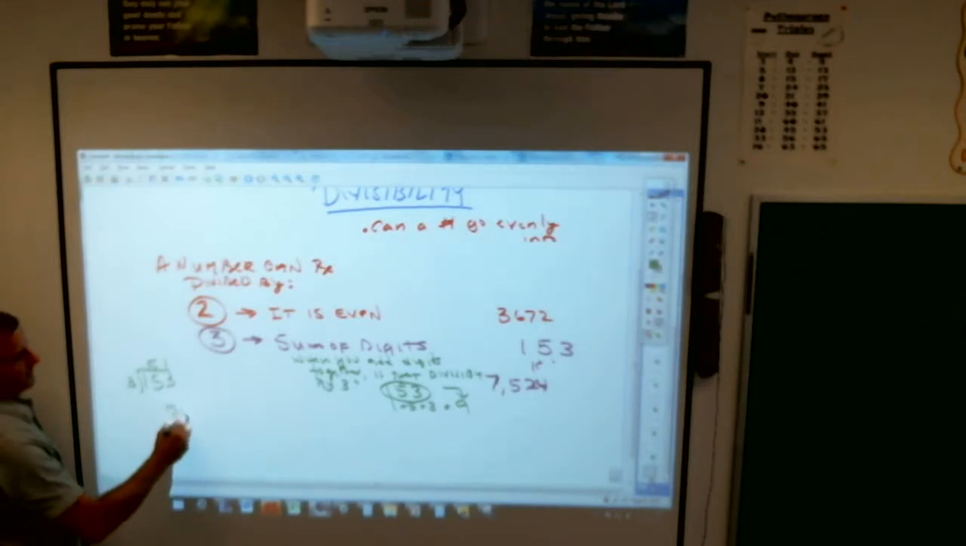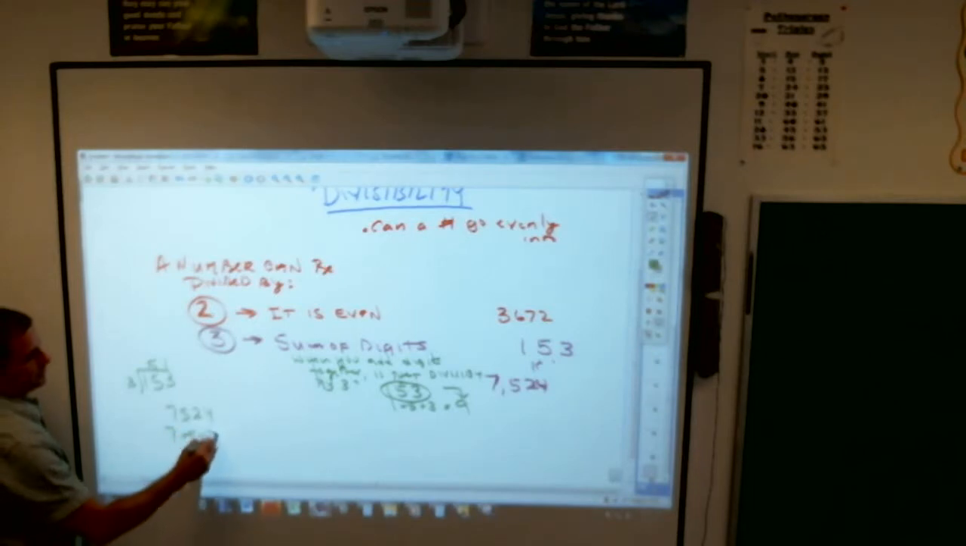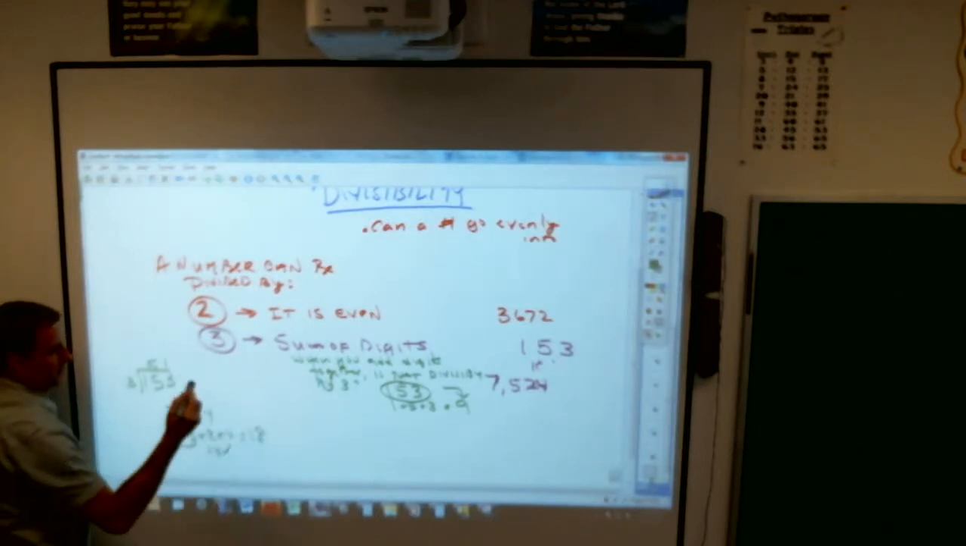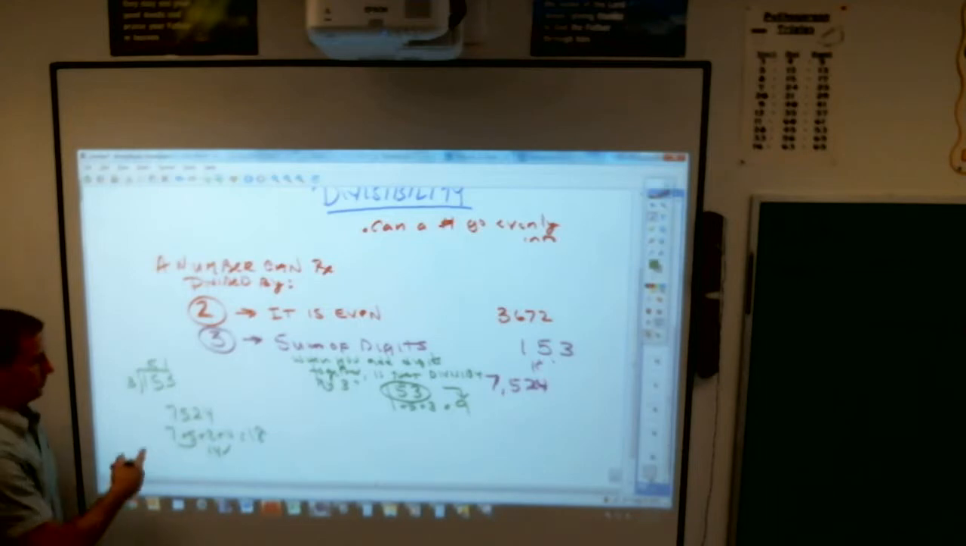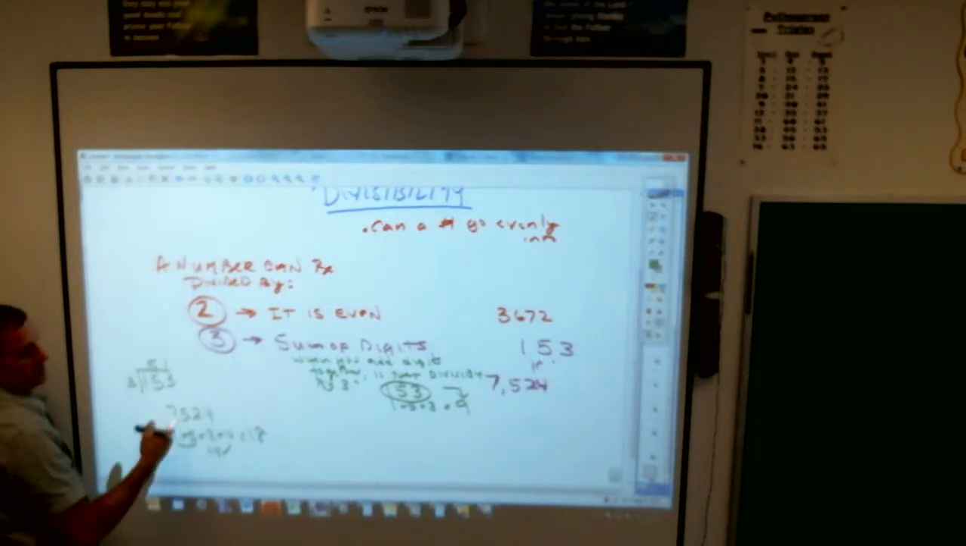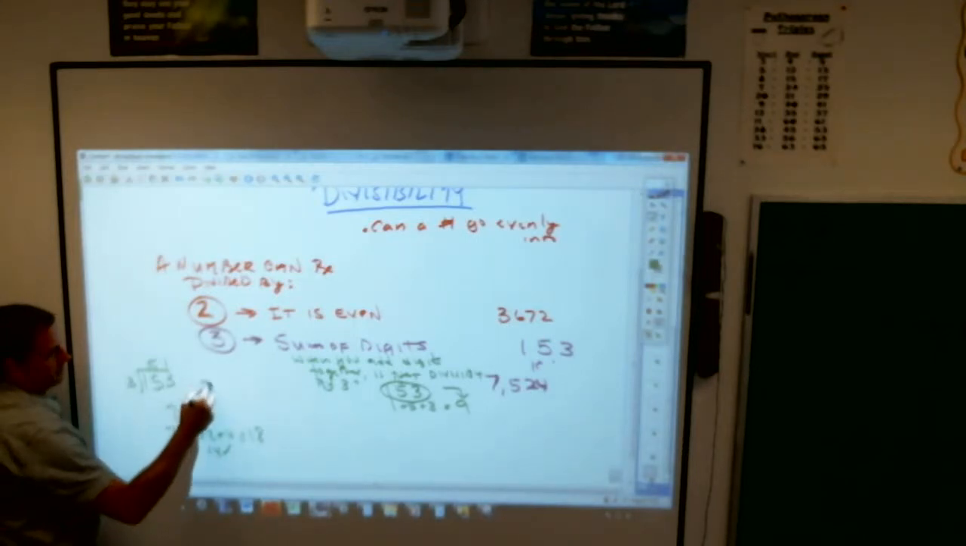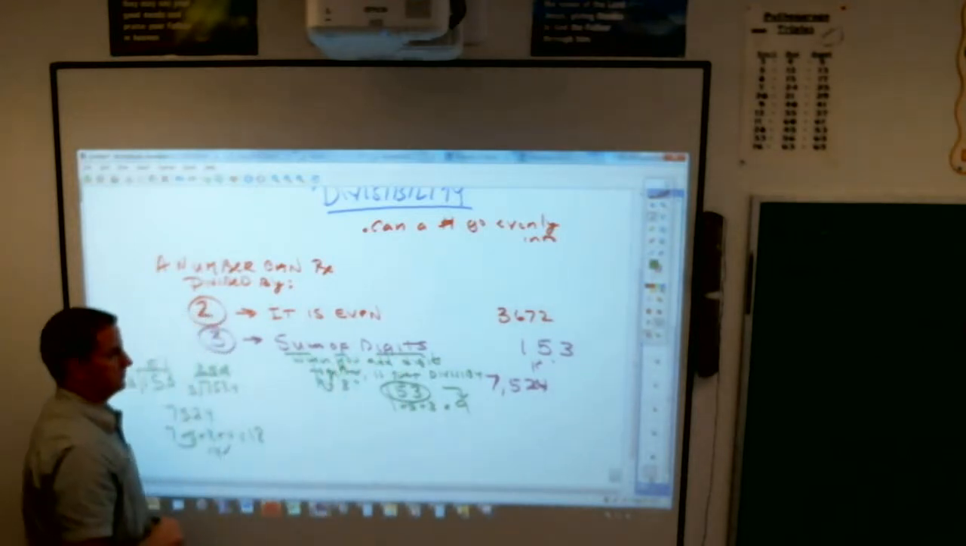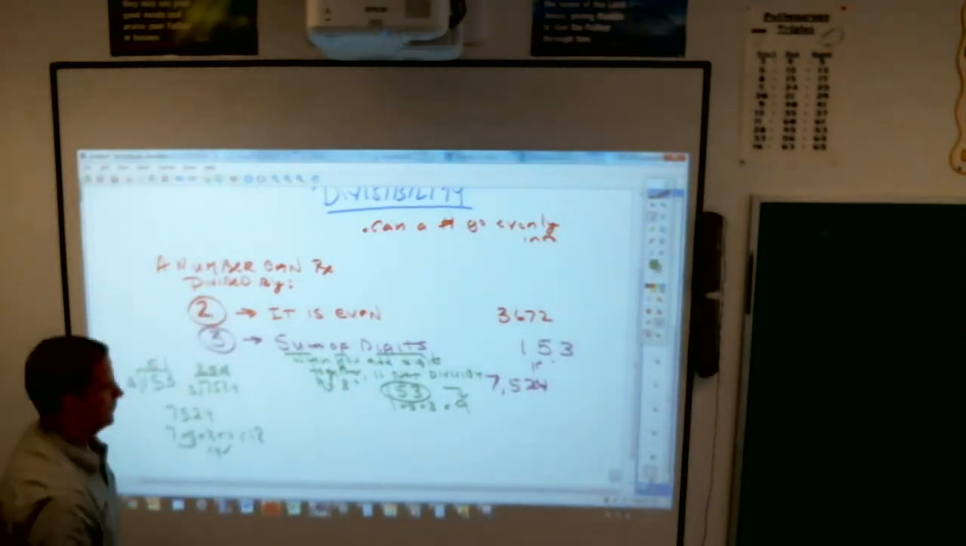How about 7524? If you add those together, 7 plus 5 plus 2 plus 4. 12 plus 2 is 14. 14 plus 4 is 18. Does 3 go into 18? Yes, then 3 will go into this. You want me to do it? Actually, you take 3 into that, you get 2508. That is what's called the sum of the digits. You can amaze your friends with that sometimes.